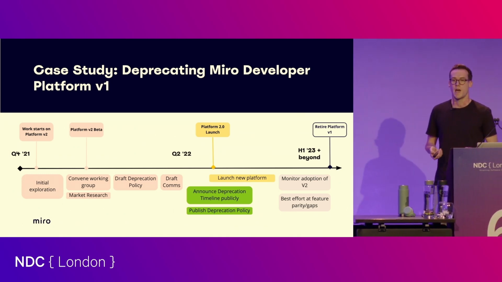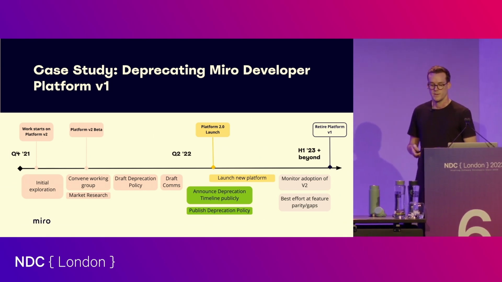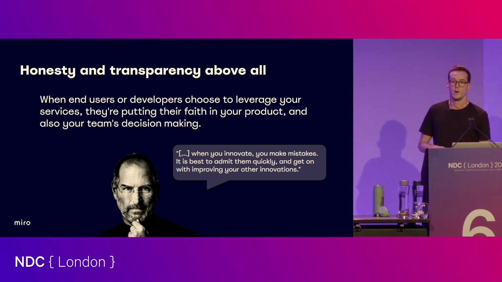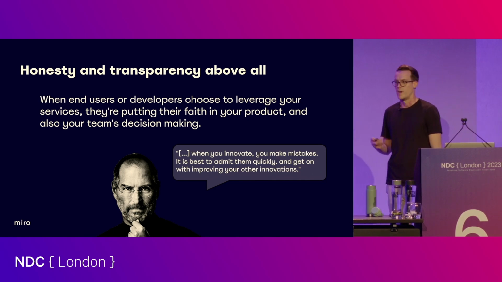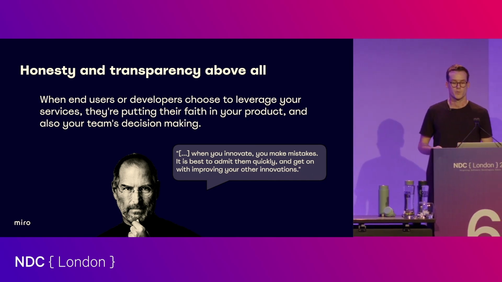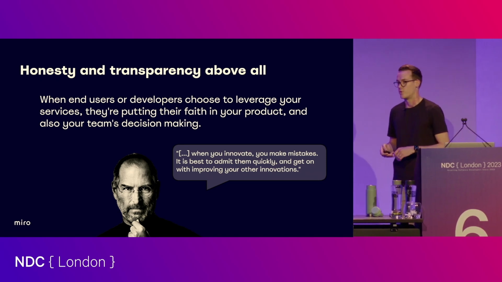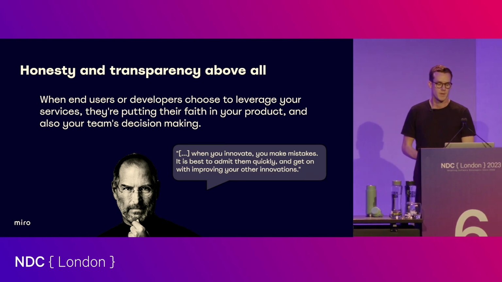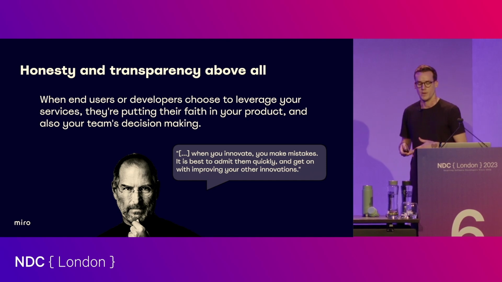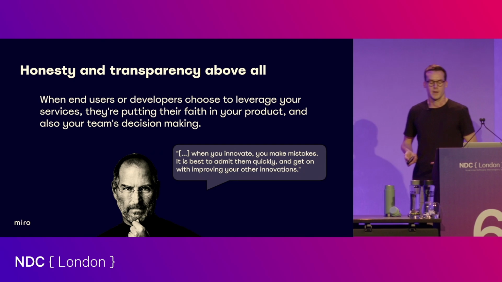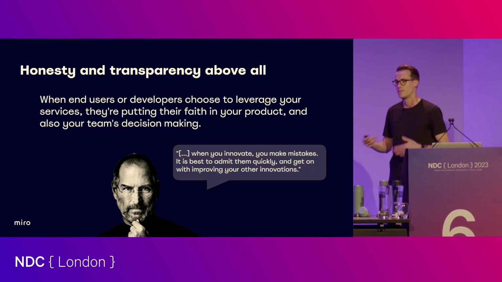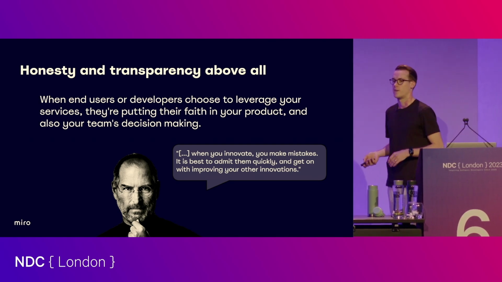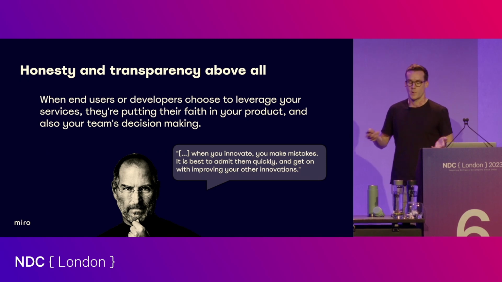This is another place to have that end user trust or developer trust top of mind. Or in other words, honesty and transparency above everything else. So when end users or developers choose to leverage your product, they're putting their faith in more than just your software's capabilities. They're really putting their faith in your judgment calls and your decision making. At Miro, we stuck to our internal commitments, but we also kept this trust top of mind by communicating any changes in our timeline accordingly, and assuring developers that we weren't going to retire V1 until we were positive that everything could be accomplished in V2 that was already possible in V1.